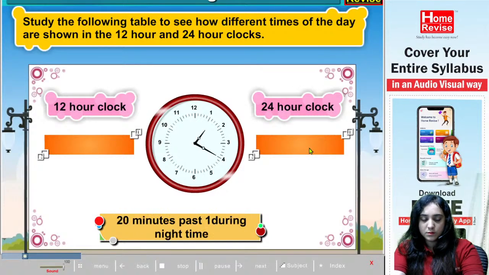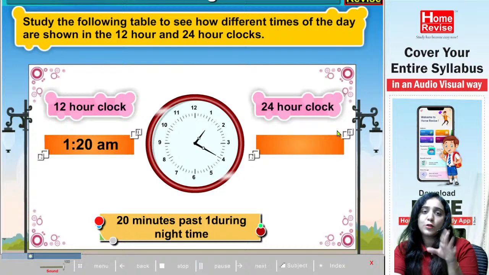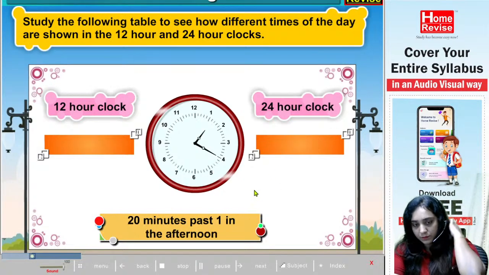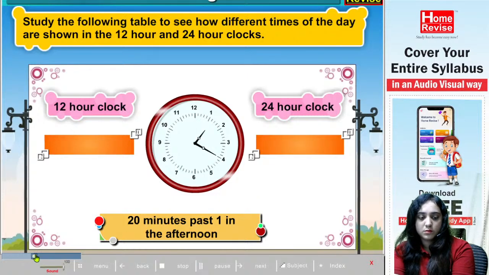3. In this clock, the time is 20 minutes past 1 during night time. So in 12-hour clock it is 1:20 a.m. and in the 24-hour clock it is 1:20. 4. Now in this clock, the time is 20 minutes past 1 in the afternoon.